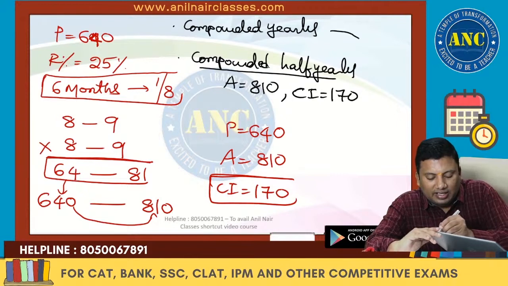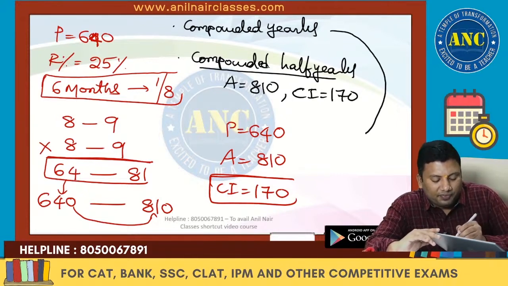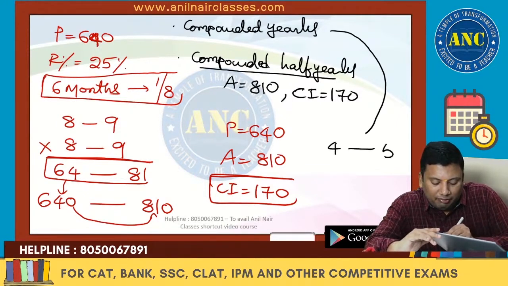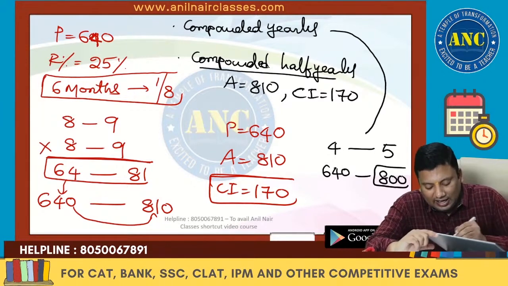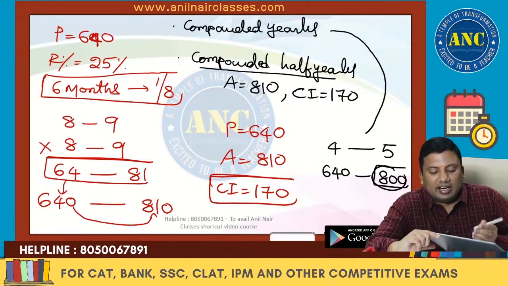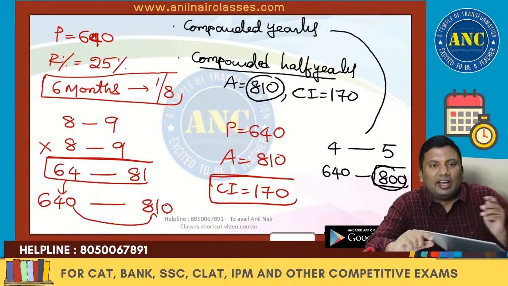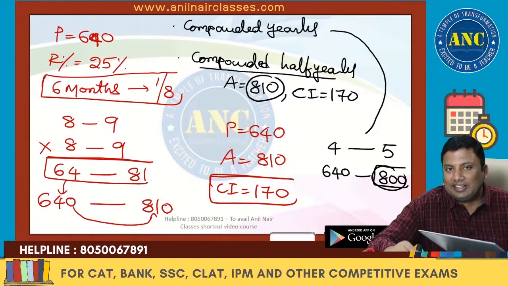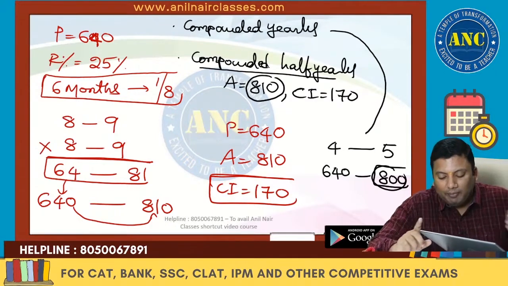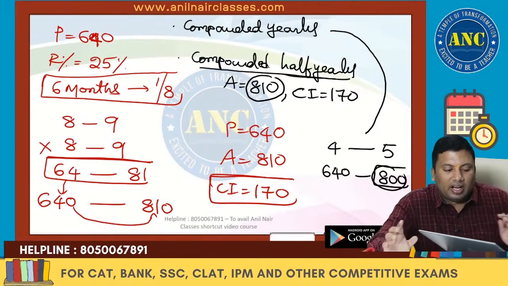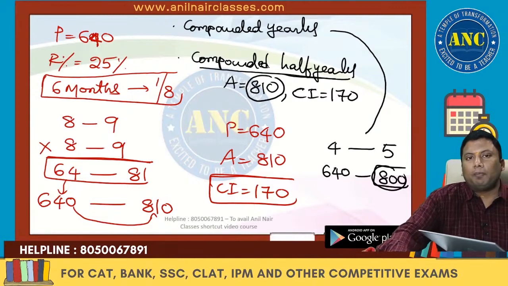CI is 170. If it is yearly, this is nothing but 4 becomes 1, increase 5. So this is nothing but 640. This is nothing but 800. So if it is yearly, the amount will be 800. But if it is half yearly, the amount will be 810. That means I am getting something extra by making it compounded half yearly.